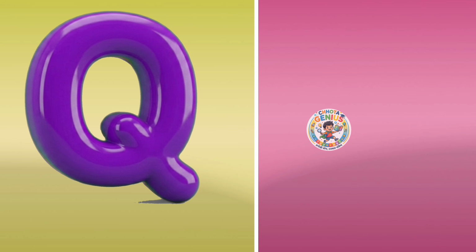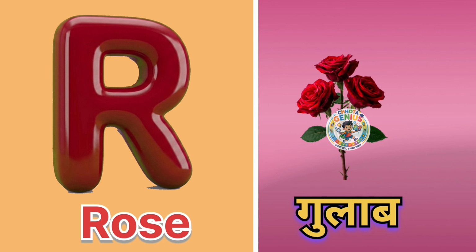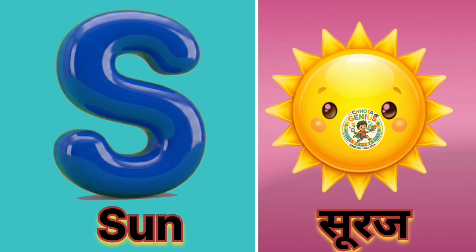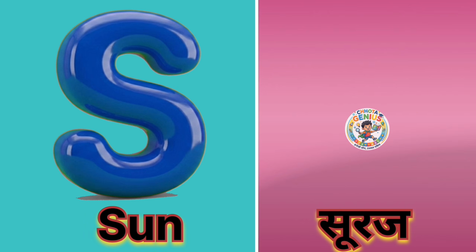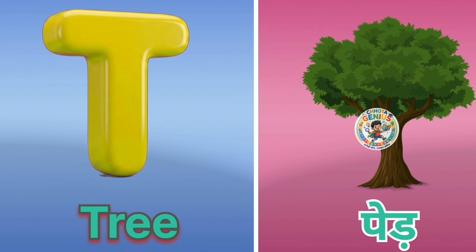Q. Q for queen. Queen means Rani. R. R for rose. Rose means gulab. S. S for sun. Sun means suraj. T. T for tree. Tree means पेड़.